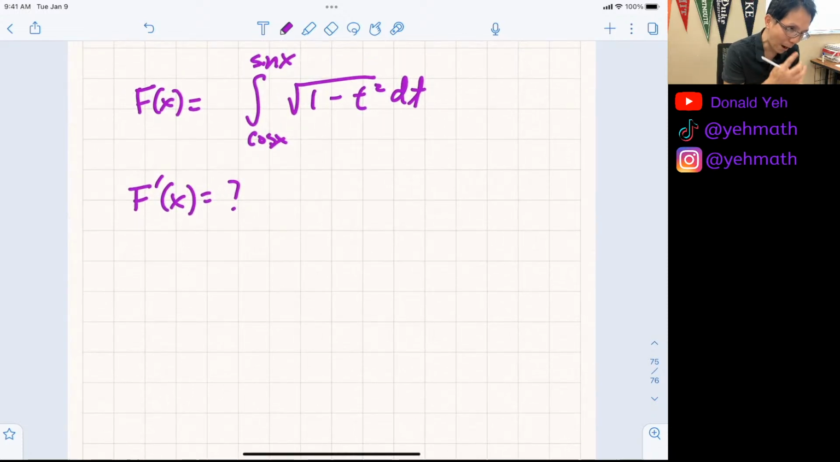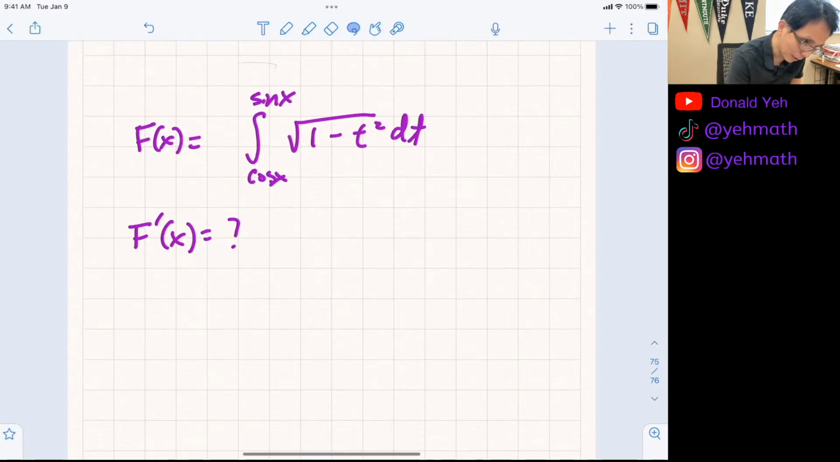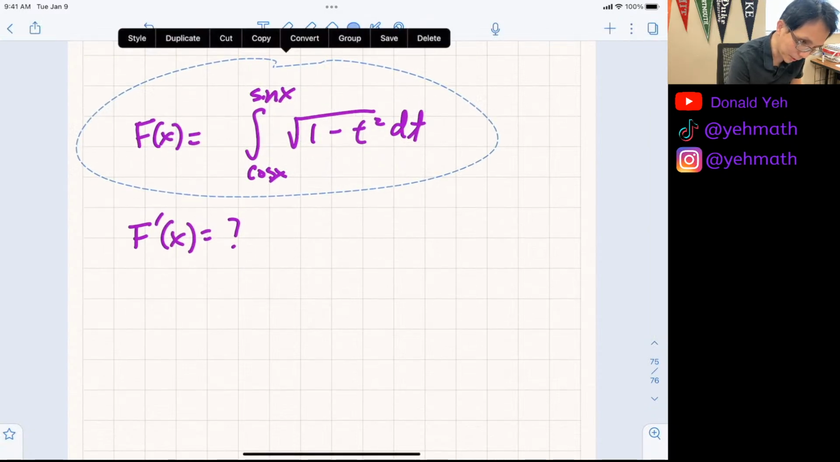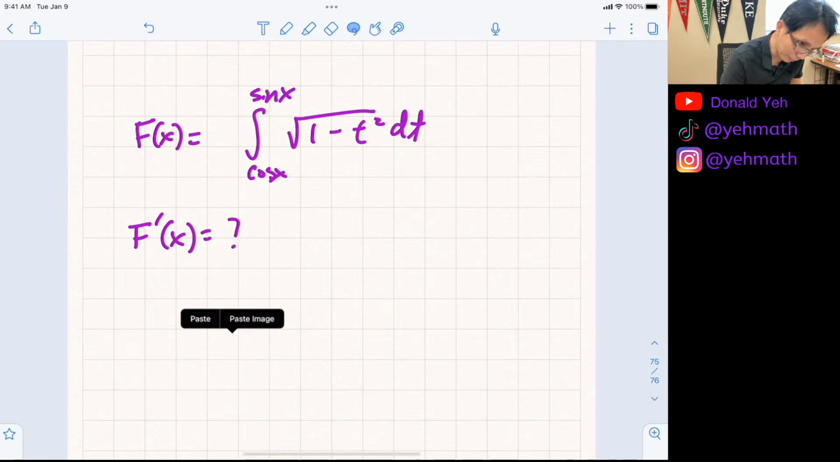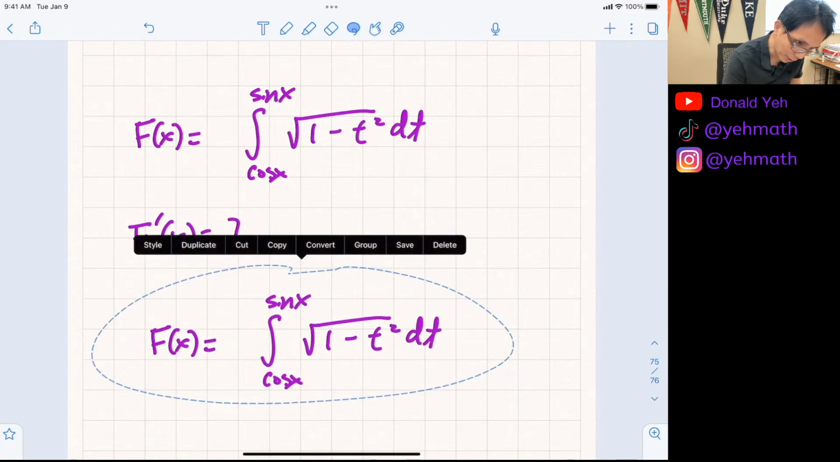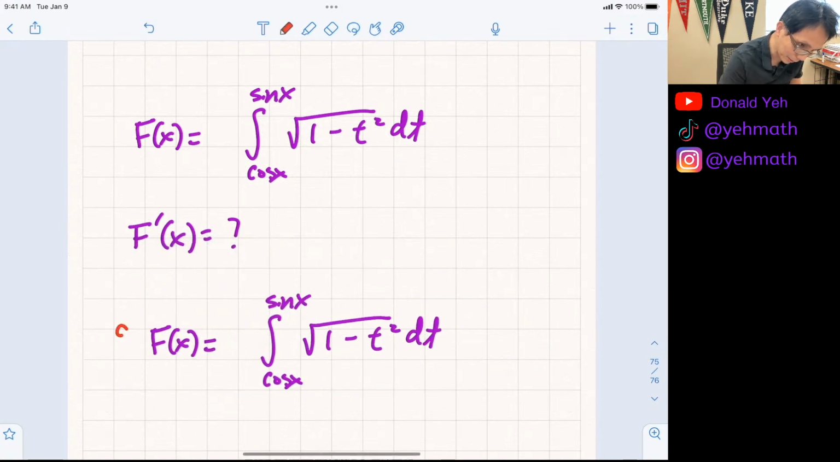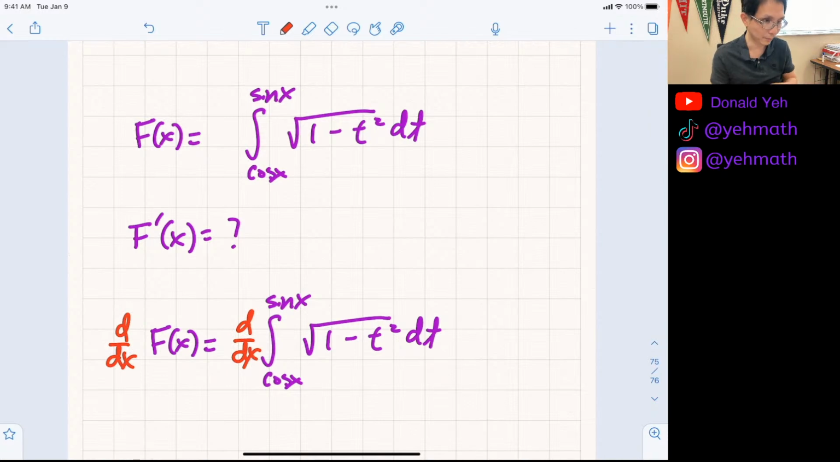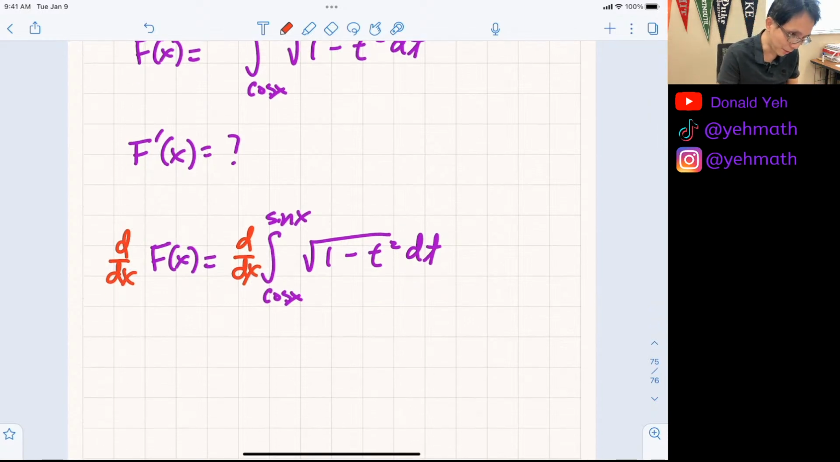Now, how do you take the derivative of this? First of all, you have f of x. Now I'm going to add a d/dx on both sides. So I'm going to copy this thing and paste, and the only thing I'm going to change is adding d/dx on both sides. I take a derivative on both sides. When you take a derivative on the left side, you're going to get f prime of x.